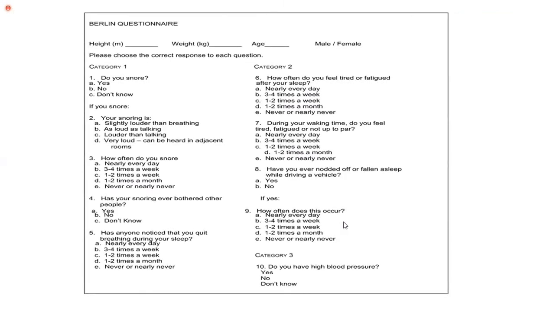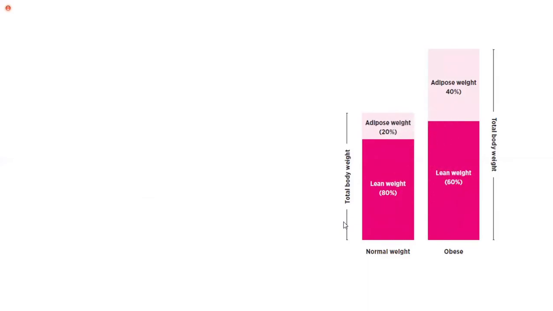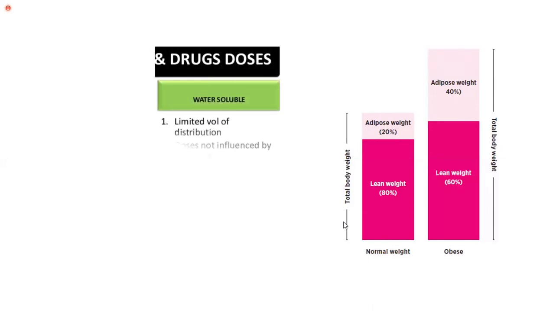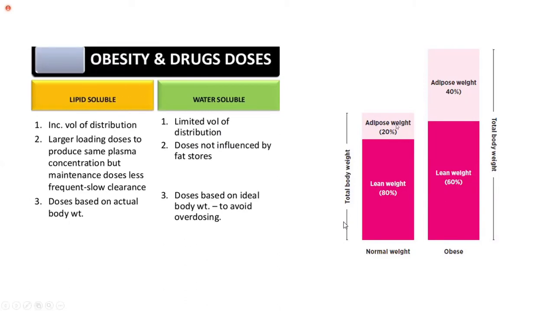Now this is the Berlin questionnaire, which is something like a modification of the STOP-BANG questionnaire. And this is the disposition of lean body mass and adipose tissue in a normal patient compared to the obese patient. In the obese patient, it is 40% to 60%, whereas in normal it should be 80 to 20%. So there is an increase of 20% in the body weight. From 20 it becomes 40. So ideally an increase of 20% more fat compared to the normal level.